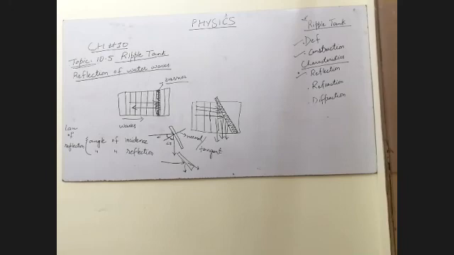So I hope everything is clear. Today we have seen the definition of a ripple tank, that is, a device used to produce water waves and to study their characteristics. In characteristics, we have three parts. First is the reflection, then the refraction, and then the diffraction of water waves.